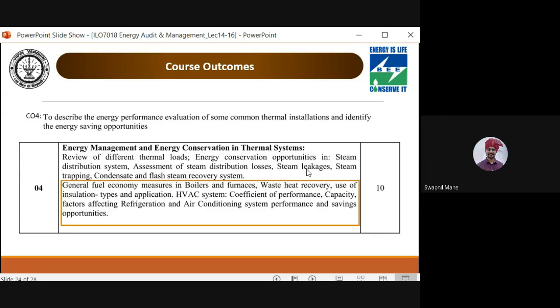Then we will discuss the HVAC system, which is heating, ventilation and air conditioning, in which we will spend more time on understanding the meaning of coefficient of performance, that is COP, then capacity factors affecting refrigeration and air conditioning system performance, and savings opportunities.